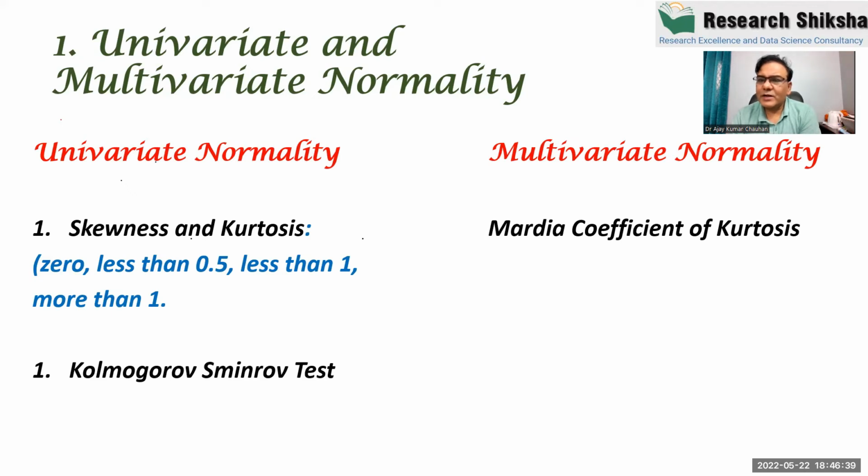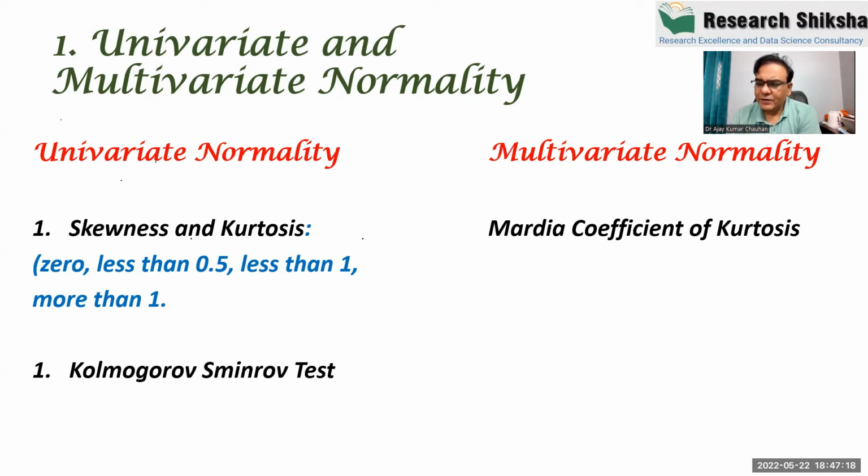The second thing is multivariate normality. Multivariate normality is like a three-dimensional bell-shaped object. You have seen the bell in the temples, right? The bell in the temple is a 3D object. So that is called multivariate normality. Multivariate normality is measured by the Mardia coefficient of kurtosis, and in AMOS software we can measure the Mardia coefficient of kurtosis. This Mardia coefficient of kurtosis examines the multivariate normality.